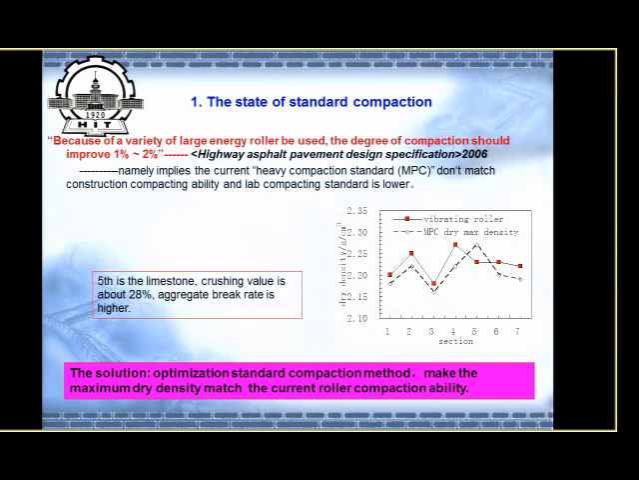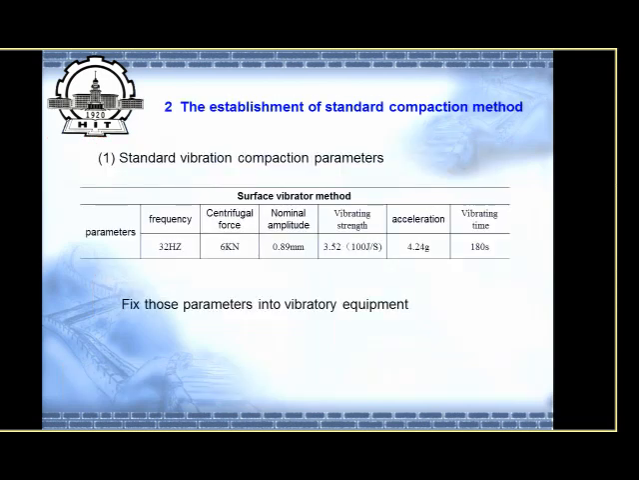How to solve this problem? Because we use this method to derive the maximum dry density to control the compaction quality, but the result is over 100. So we need the establishment of a standard compaction method.